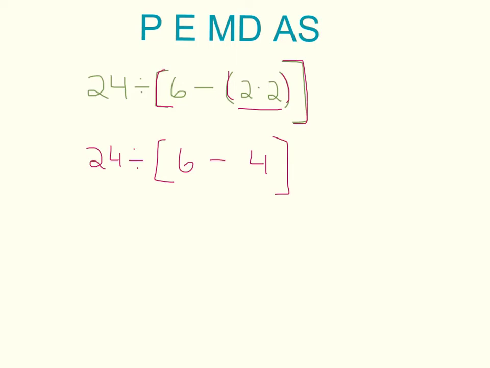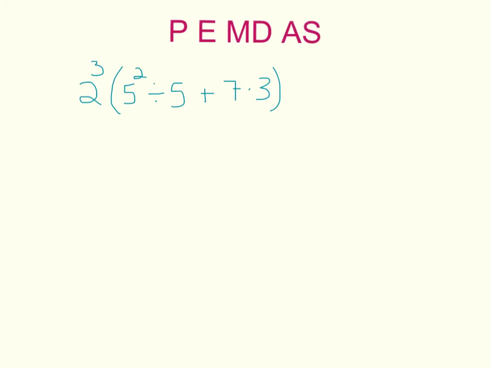Alright, so we completed our first set of parentheses, but we still have the brackets, which is really more parentheses. So now we have to complete what's inside the bracket. So we have 24 divided by 6 minus 4 is 2. So we completed our parentheses. There were no exponents. And now we just have to divide. 24 divided by 2 is 12.